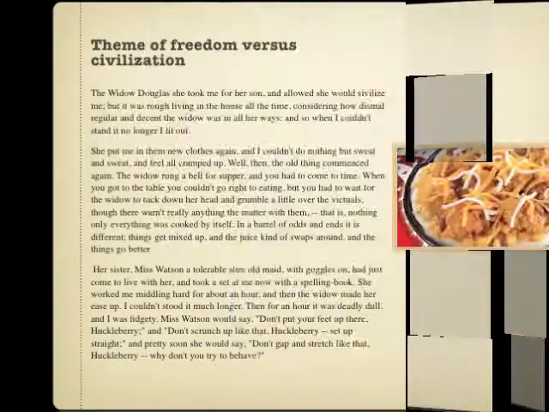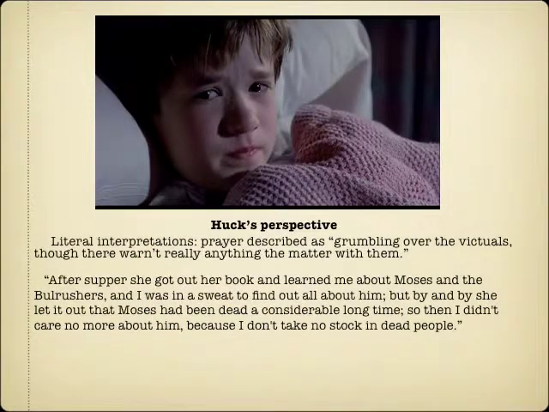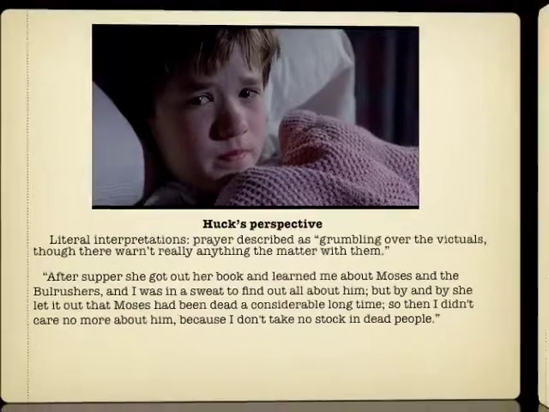That's crazy. One of the sources of humor throughout the book is Huck's often literal misinterpretations of complicated subject matter. In this chapter, Huck describes the act of prayer as grumbling over the victuals, though there wasn't really anything wrong with them. Huck also has a very distinct view on death. It could be argued that other authors we have read this semester did not take stock in dead people. Can you think of any?